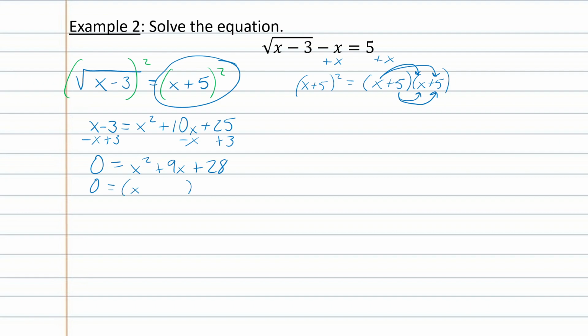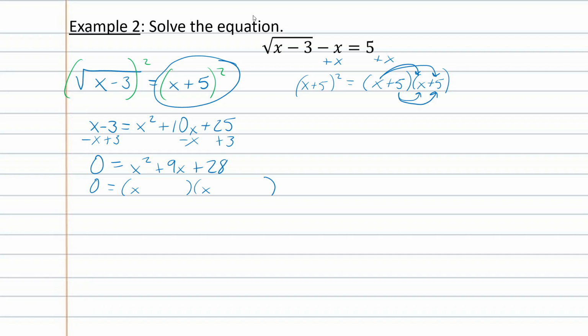And remember, if you can't figure the factoring out, just do the quadratic equation. No shame in that. You will get the correct answers if you force your way through the quadratic equation. But here we have a 28. Do I have two factors of 28 that'll multiply to give me 28, but add to give me 9? Let's see.